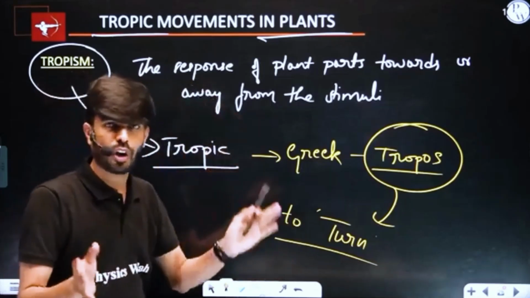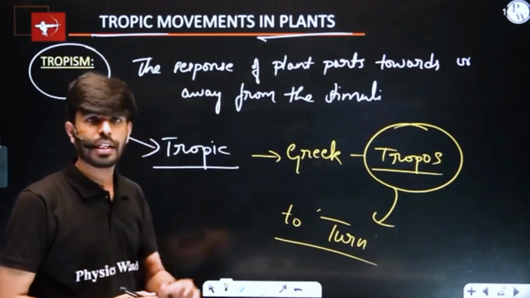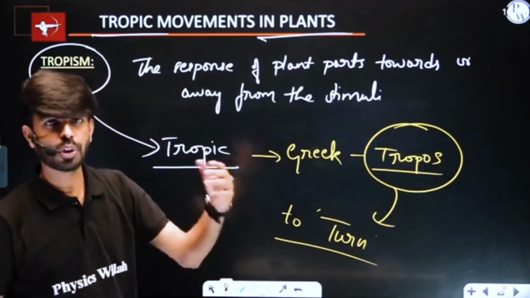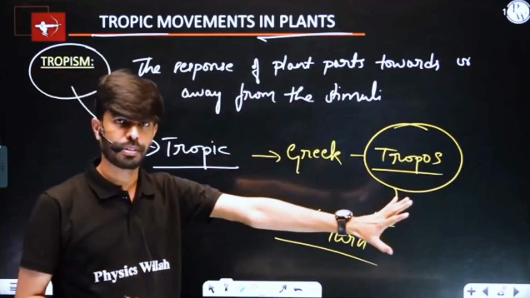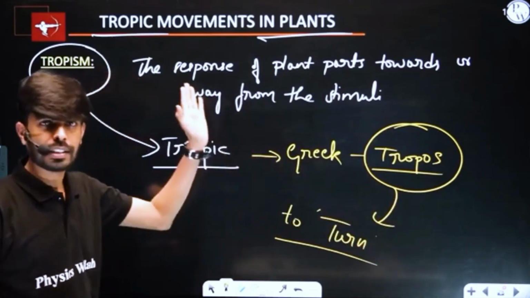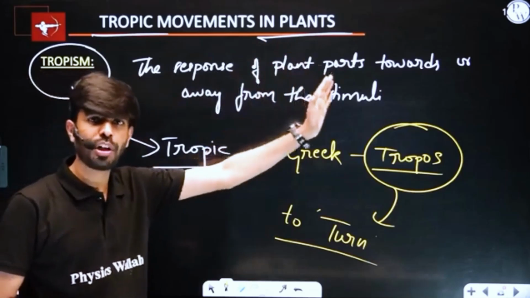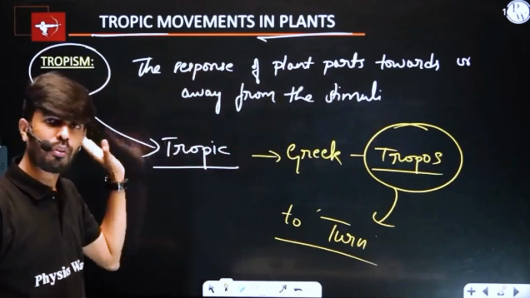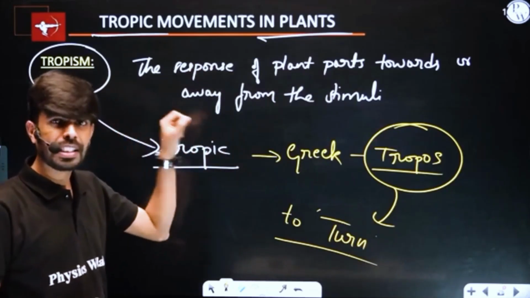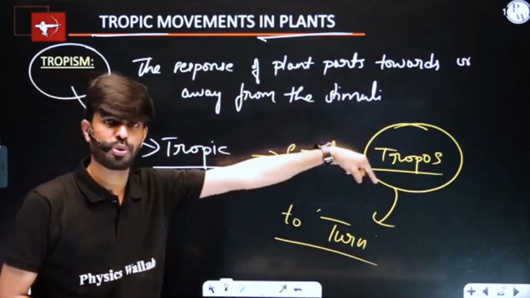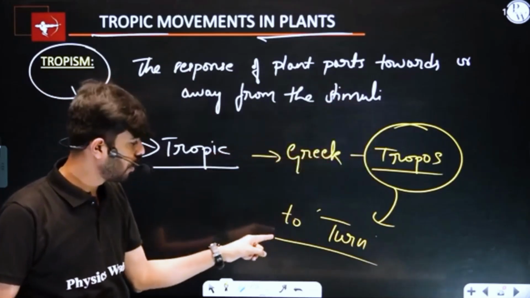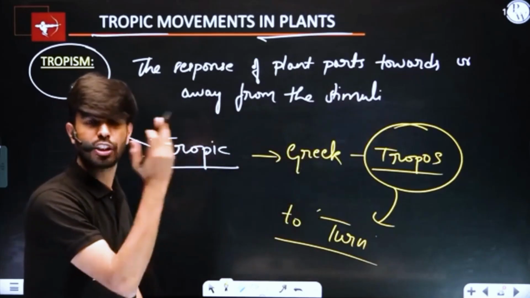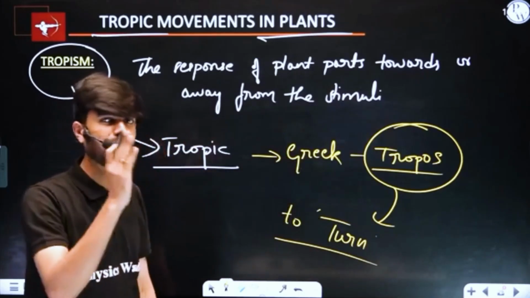There are many kinds of tropism you are going to study right now. They show responses towards light, towards water or the soil, or any other kind of chemicals. Anyhow, tropism is the movement of plant parts towards or away from the stimulus. The word tropic is derived from the Greek word tropos, which literally means to turn. So the plant turns towards the stimulus and shows the response.